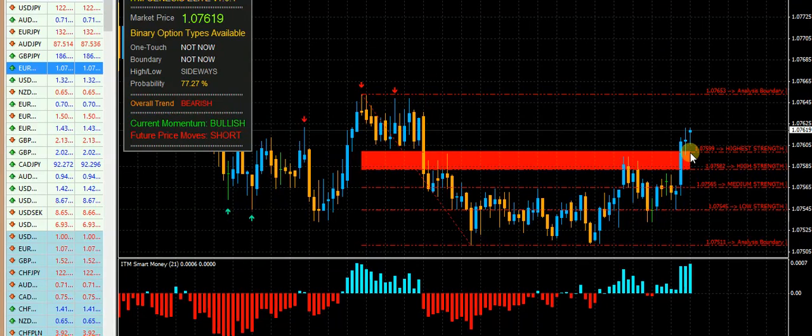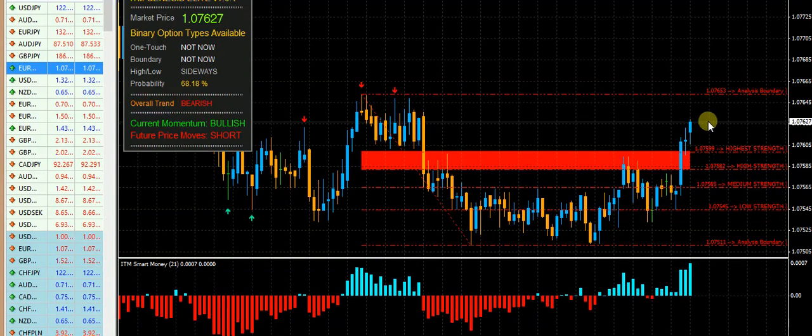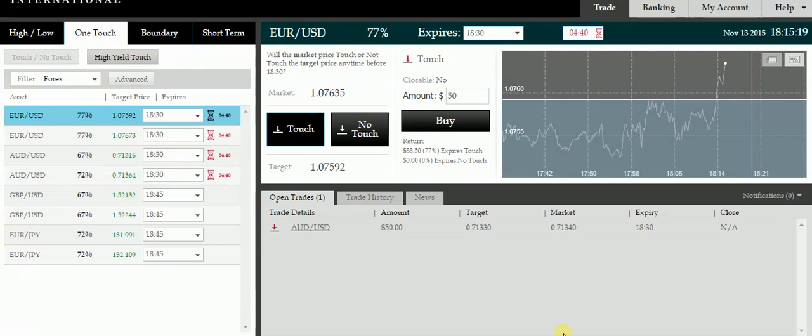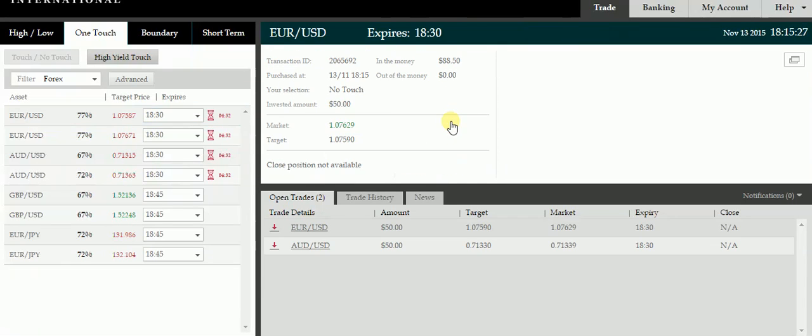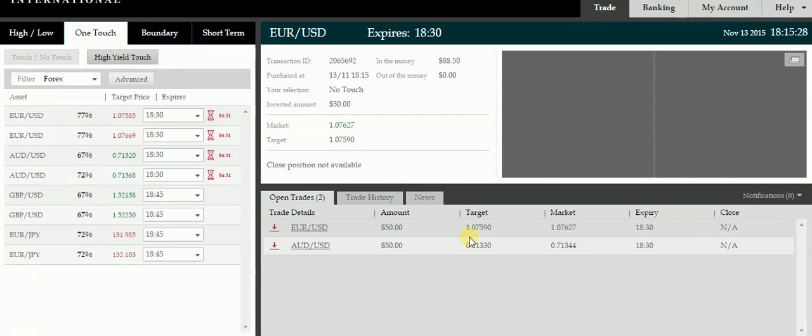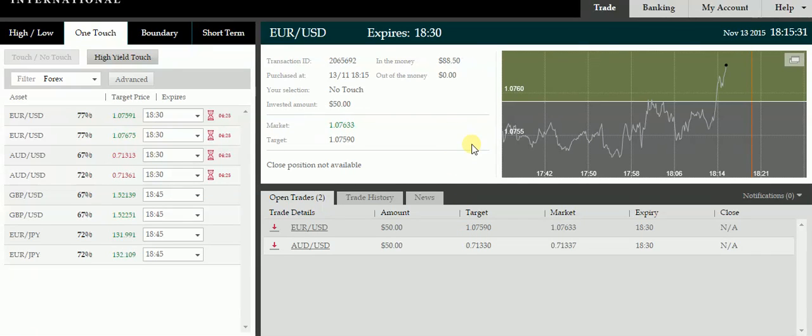So you see at the moment the price has breached the 61.8 retracement level, so which means that at the moment the price won't touch down, so we'll just buy a no touch option and for investment amount of $50, and then we buy. So the trade is going to expire in 15 minutes at 6:30 and in 30. So we'll just pause the video and we'll come back to you at expiry to show you the results.